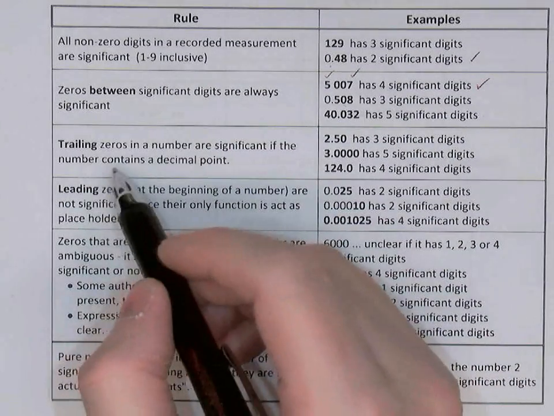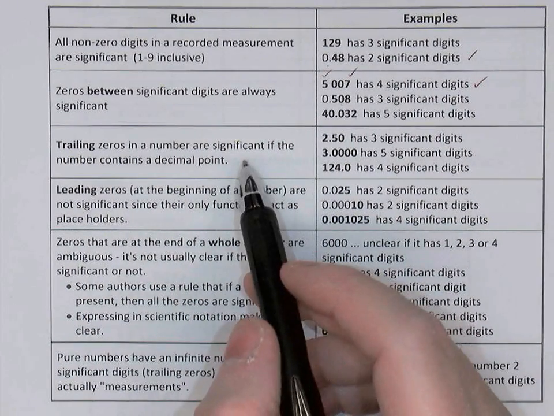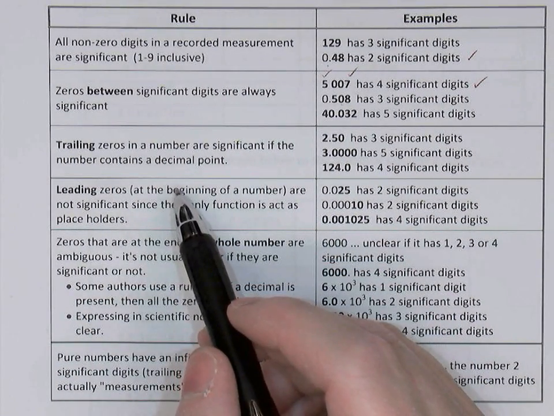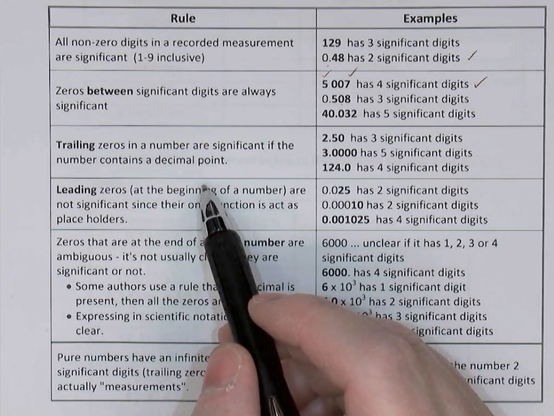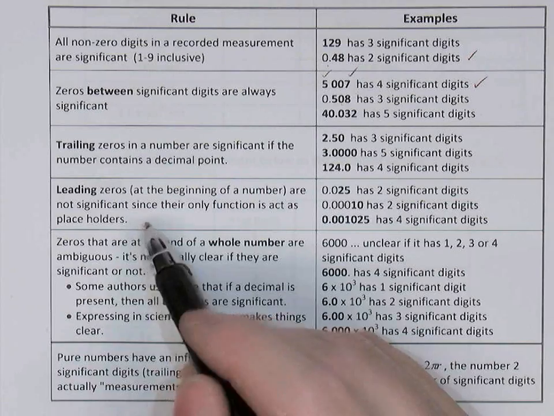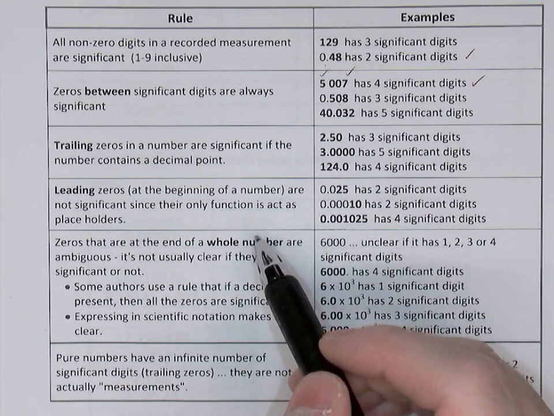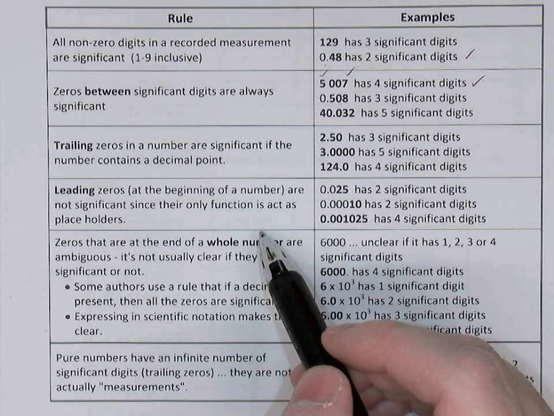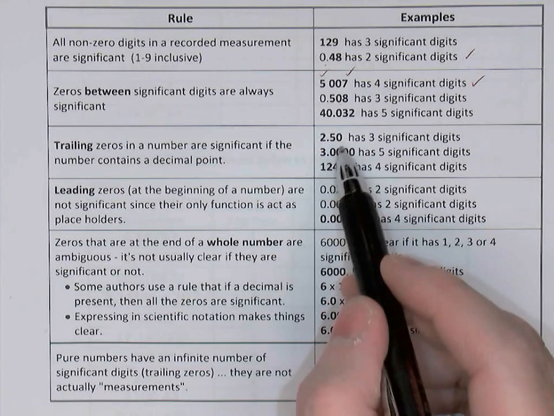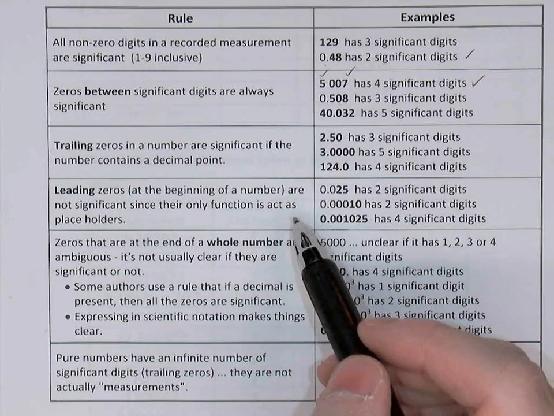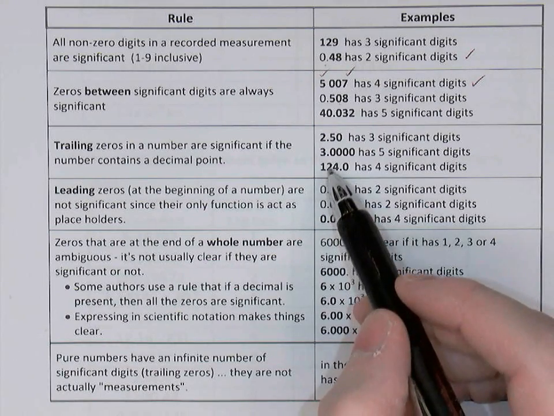Trailing zeros, zeros that trail or end the number, are significant if they come after the decimal point. Okay, so if trailing zeros are after a decimal point, they're going to be significant. So 2.50, the 2 and the 5 are significant because they're non-zero digits. This trailing zero at the end of the number is significant because it comes after a decimal, so there's going to be 3 significant digits there.